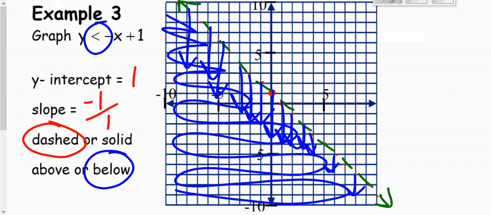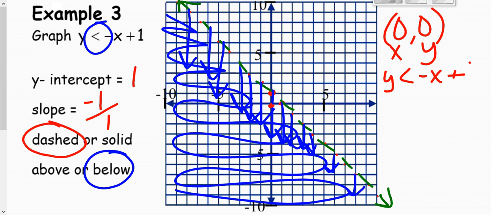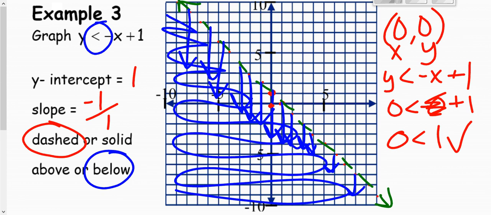You could also pick a test point. If I pick the test point 0, 0, because that's my favorite, really anything where your x coordinate is 0 is going to make this super easy for you. So instead of y is less than negative x plus 1, I'm going to say 0 is less than negative 0 plus 1. So really we're just saying 0 is less than 1. Is that true? Yeah. So that should be in my shaded area, and it is.